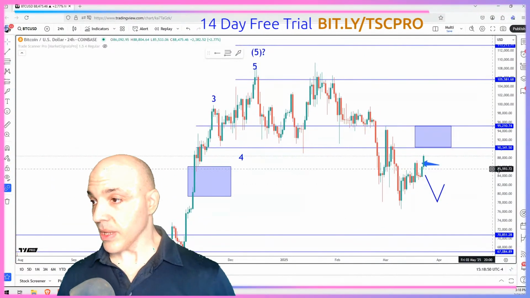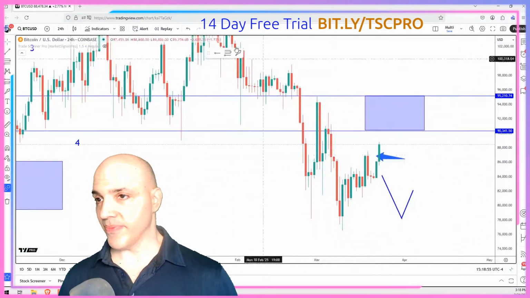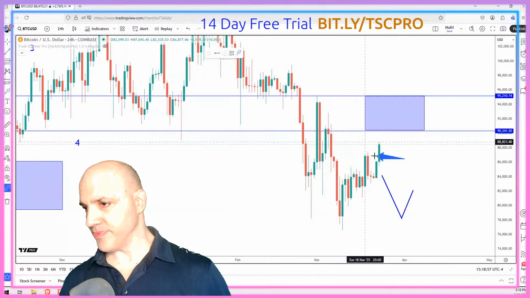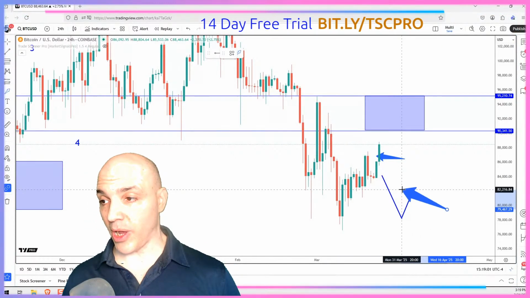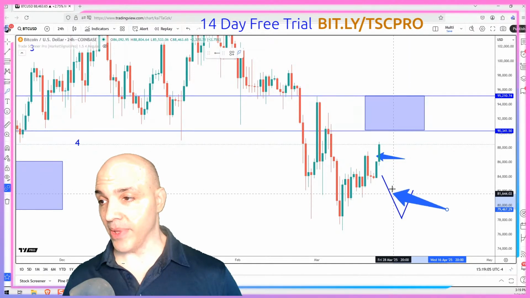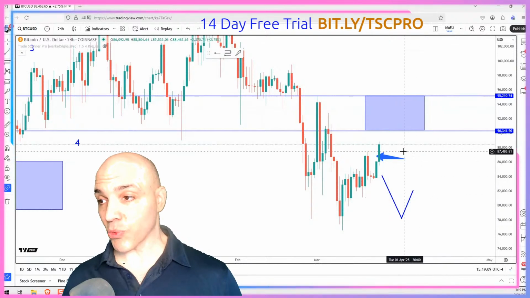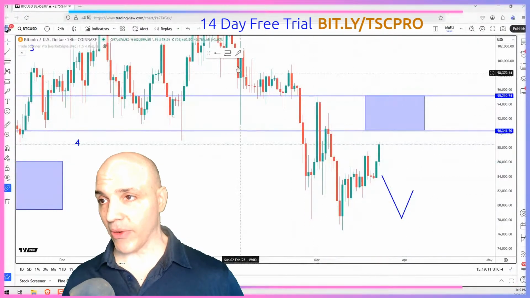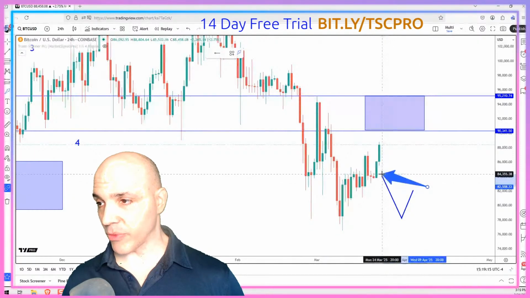So this is the analysis that I put on TradingView yesterday. As you can see here, I wrote that the illustration shows a pullback back to the 78, 80K area. That was the bear flag break that I was anticipating. Now, as I was writing this article, when I was writing it, we were basically right there.